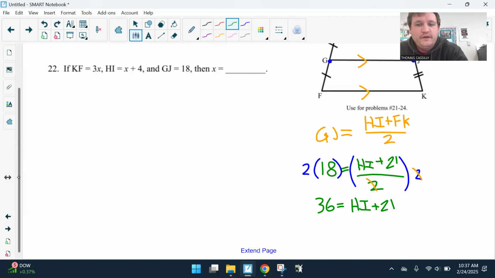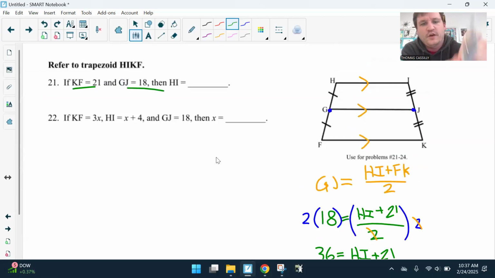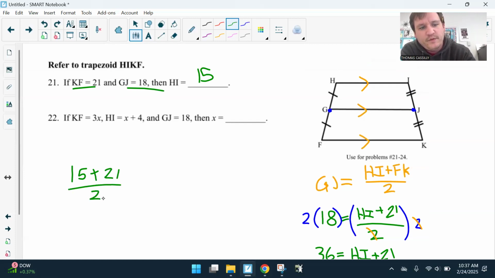Then subtract 21 over, you get HI equals, what is that, 15 maybe? We'll say 15. So HI is 15. And we could always check that. What is 15 plus the bottom piece, which was 21? Divide that by 2. That gives us 36, and 36 over 2 gives us 18, which was what GJ was equal to. So it worked out.